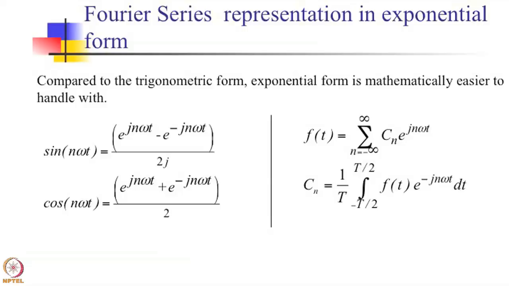So, this is a much more compact form, and we have made use of the fact that sine of n omega t can always be written as e raised to power j n omega t minus e raised to power minus j n omega t, whole divided by 2j. So, these things actually follow from the Euler's formula, and everybody knows that. So, there is an expression for cos n omega t also, which you can see, which is given on the left side.